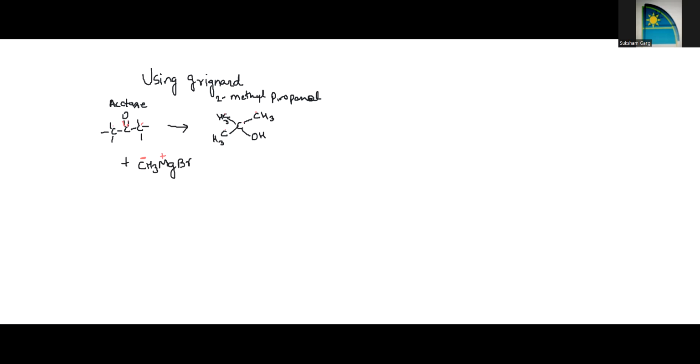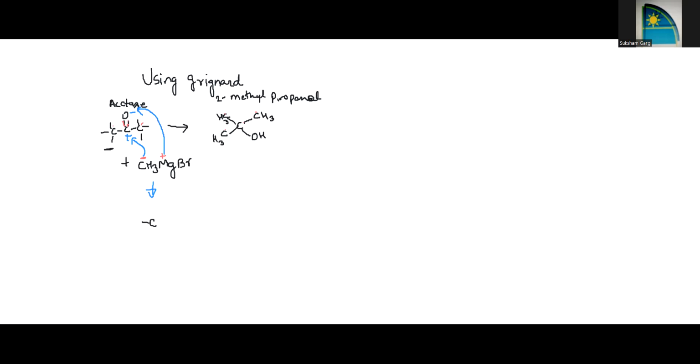Now if you check the polarity of the carbonyl group, carbon has a positive charge and oxygen has a negative charge. Double bonded compounds have the tendency to undergo addition reaction. So this CH3 will go here and MgBr will go here. Why? Because negative will go to positive and positive will go to negative. So if you try to write the product now, it will start from writing from this particular carbon.